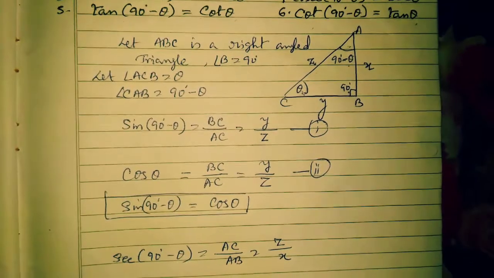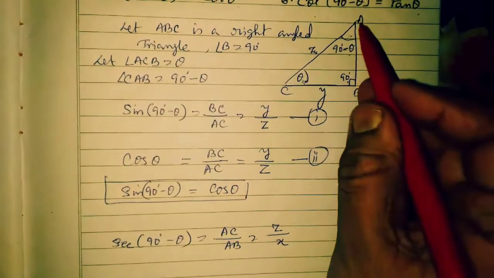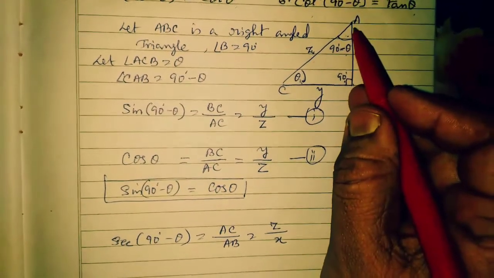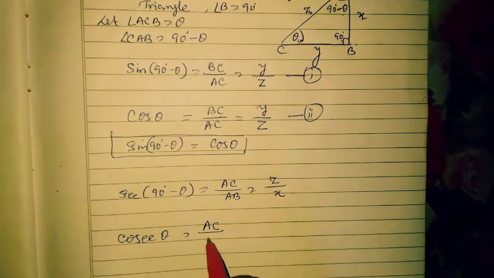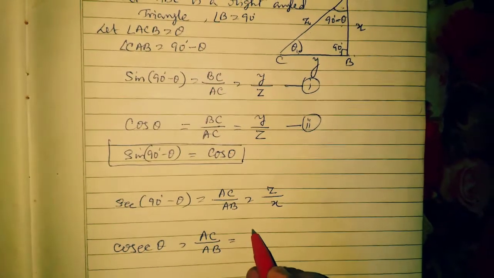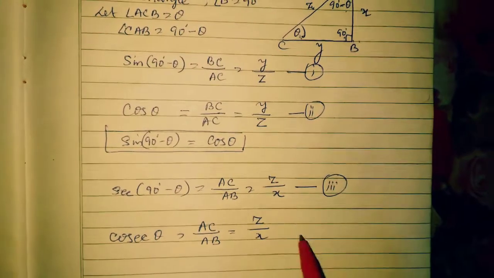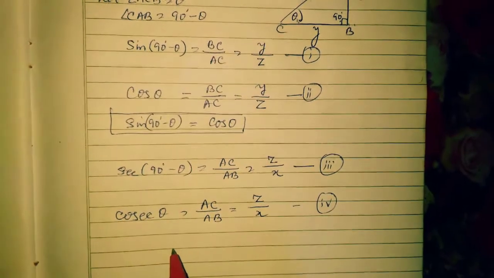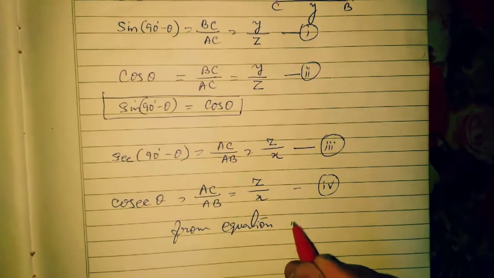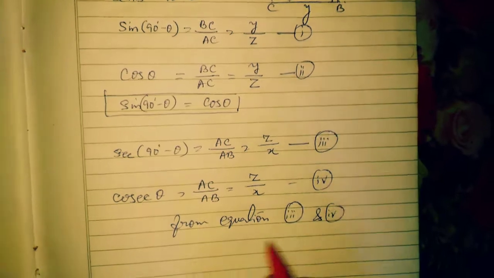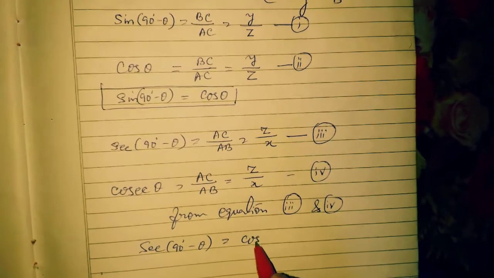So write cosec theta here. Again, if you assume this angle is theta, then AB is the perpendicular and AC is the hypotenuse, and the cosec theta formula is h by p. So h is AC, and AB is the perpendicular. AC is again z, and this is x. So if you assume this is the third equation and this is the fourth equation, from equations 3 and 4 we get that sec(90 minus theta) equals cosec theta.